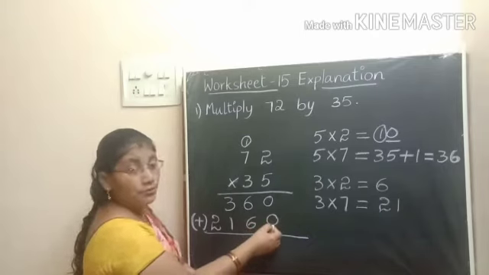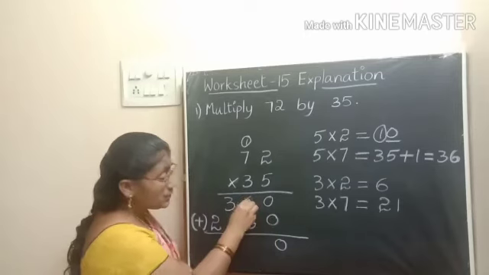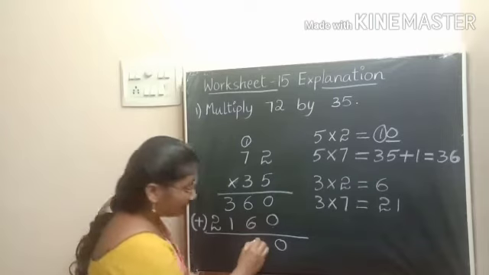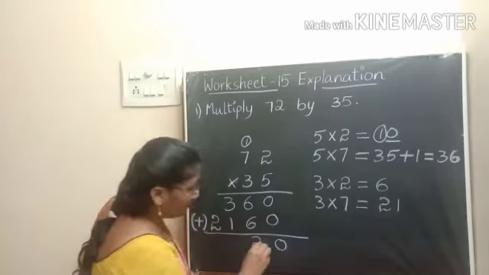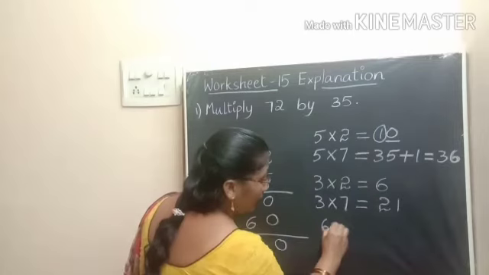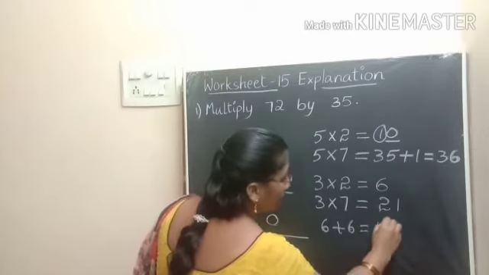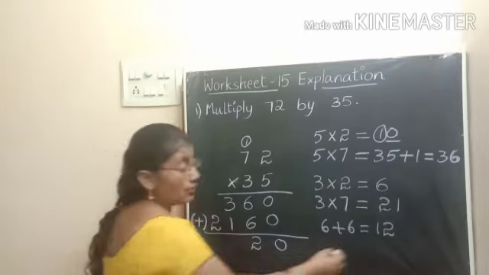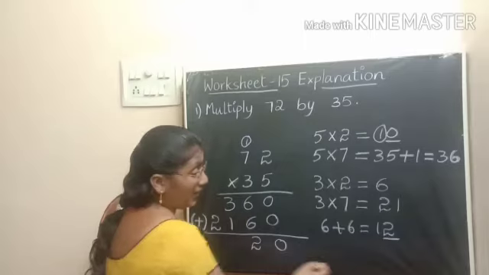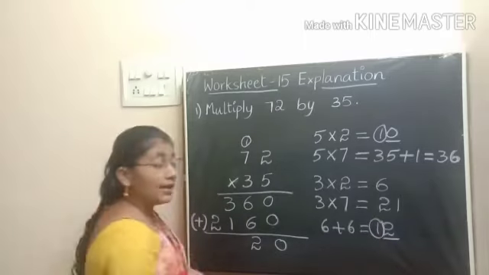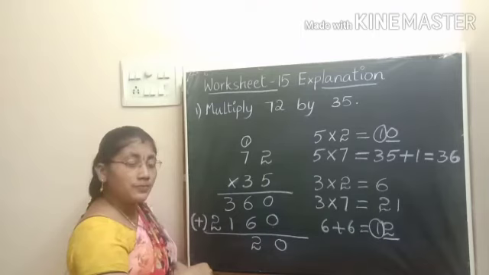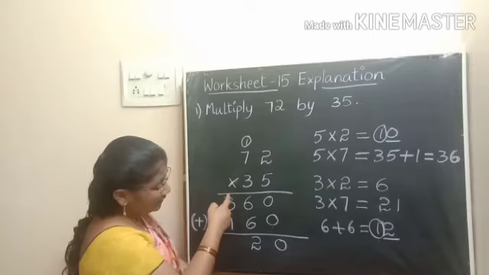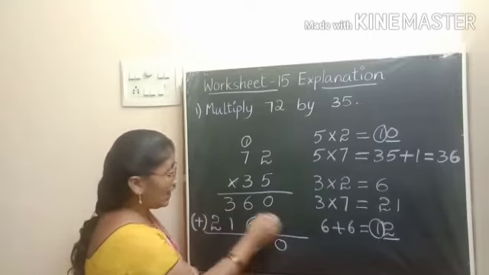0 plus 0, 0 only. 6 plus 6, how much is it? 6 plus 6 is equal to 12. 12 means we have to write only a single digit here. So the right side digit must be written here and the left side digit we should write as carry to the next place. We should write 1 as carry in the next place. The next place is hundreds. So we should write that carry here.